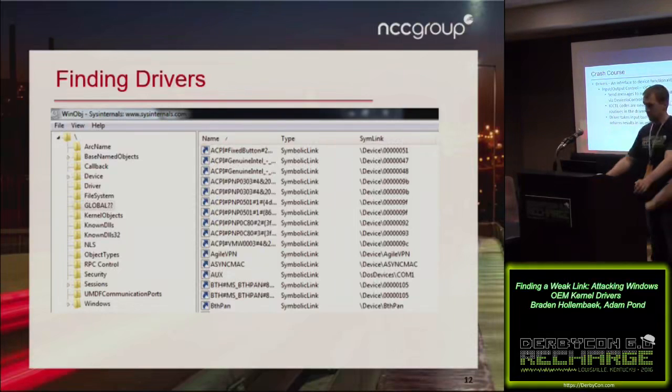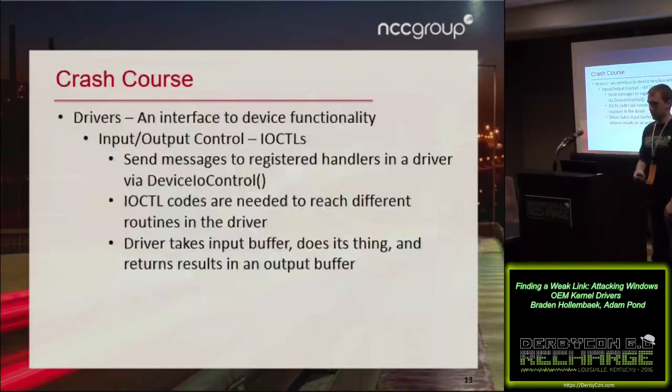Thanks, Adam. Before we go any further, I should probably talk a little bit about drivers and how we talk to them in general. Drivers are basically just a way for users to talk to devices, or for the kernel to interface with whatever hardware it's sitting on. One way you can talk to these from user land is via the device I/O control call. To take advantage of this call, you're going to need the symbolic link Adam was just talking about, as well as what's called an ioctl code. An ioctl code is just a 32-bit number which indicates to the driver which routine you want to target. Once you have this ioctl code and your symbolic link, you can pass an input buffer full of whatever data you want. The driver will take it, do its thing, and then send you some stuff back in an output buffer.